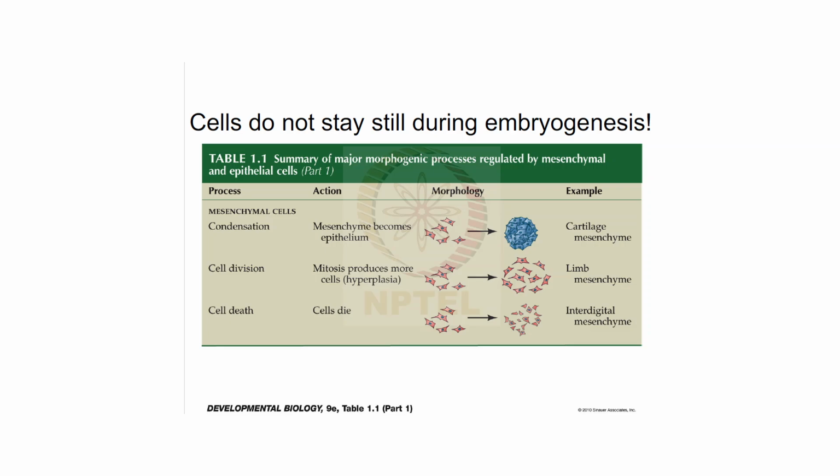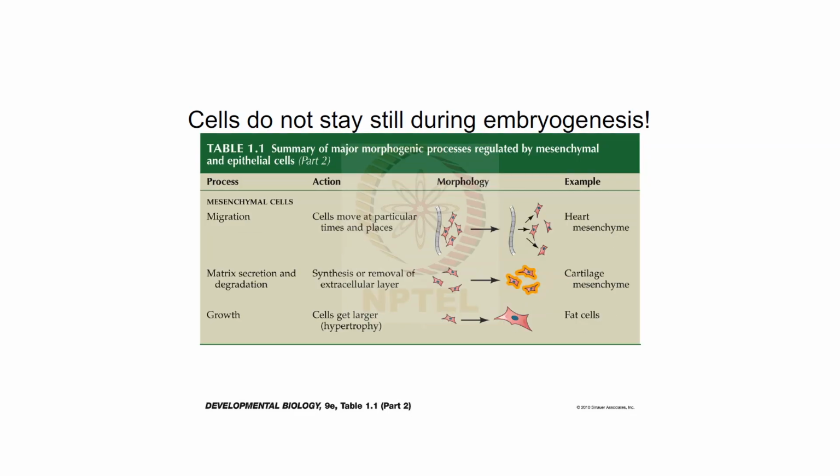So these webs must be dissolved, or degraded, so that we can move our fingers with freedom. Otherwise these webs will not let us move our fingers properly, it won't let us go beyond a certain limit. So obviously these must die. So this is the cell death that happens in the interdigital mesenchyme. Cell division in the mesenchymal cell leads to the formation of the limb mesenchyme, and condensation leads to the cartilage formation in the body.